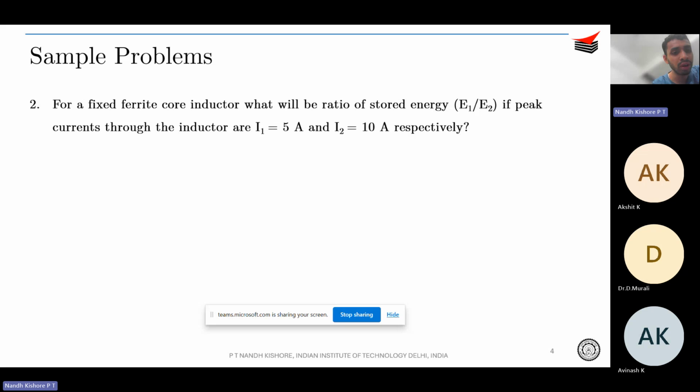Again, it is told that it's a fixed ferrite core inductor. Therefore, L is fixed. So assuming L is fixed, you of course know the very famous relation between the energy storage and the current that says E is basically half L into I square. So what you get is basically E being proportional to I square. Based on this, you obviously get the answer.